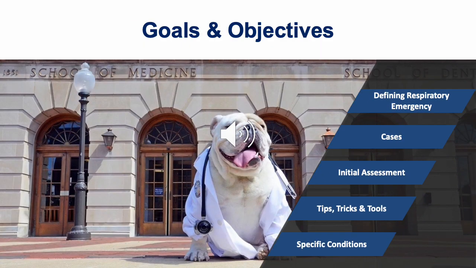Our goals and objectives today: we're going to define respiratory emergency, we're going to review some cases, we're going to talk about the initial assessment, we'll review some tips, tricks, and tools you can use on the sideline, and we'll review some specific conditions that we see in sports medicine that are important to remember when evaluating the athlete with a respiratory emergency.